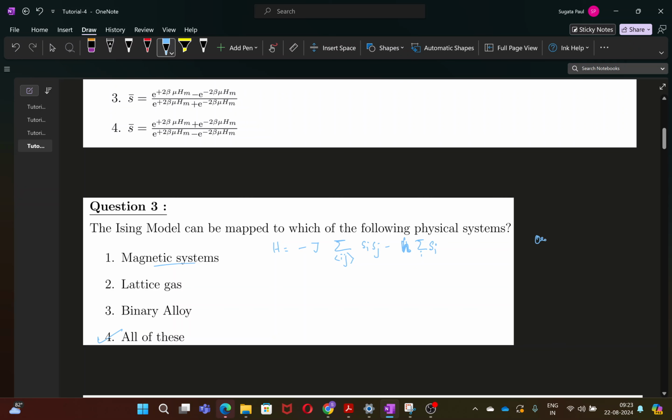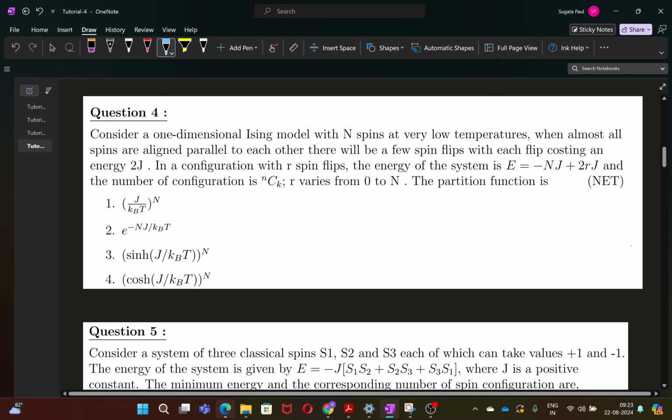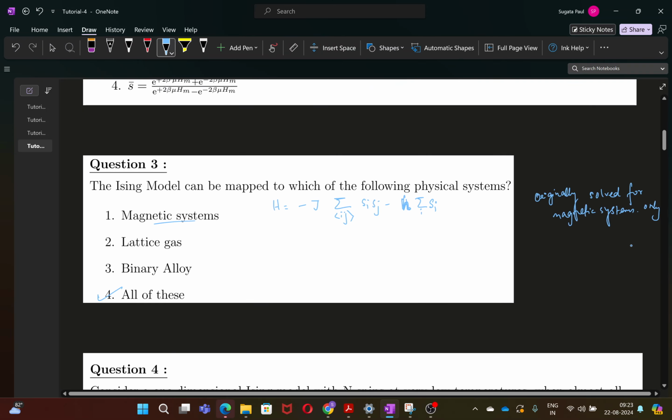So the Ising model is originally solved for magnetic systems only. But later on we found also other applications of the Ising model. There are other similar systems where the same Ising model calculation can be applicable, because they are somewhat analogous to the Ising model's main structure, which are, for example, the lattice gas system and the binary alloy system.